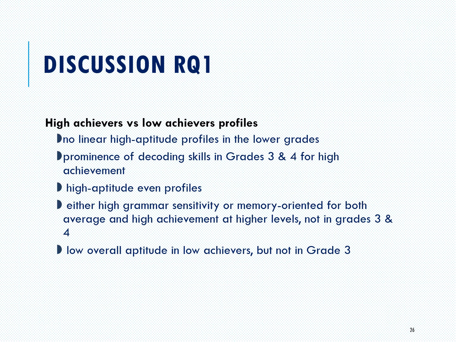From these results, we can conclude that we find high and low achievement profiles that vary across grades, with a clear prominence of decoding skills in the lower levels. Across grades as well, we do find high aptitude profiles and profiles that are grammar-oriented or memory-oriented from grade 5 on, when learners are already in the formal operational stage according to Piaget's classification.